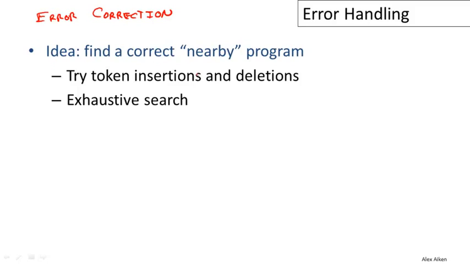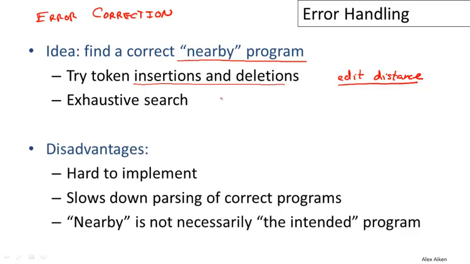In some sense, we want to find programs that are nearby, programs that aren't too different from the programs that the programmer supplied but couldn't compile correctly. There's a few different things that you can do. Two of the things that people have tried are token insertions and deletions. Here you would like to minimize the edit distance. That would be the metric that you would use to determine whether a program was close to the original program that the programmer supplied. You could also do exhaustive search within some bounds to try all possible programs that are close to the program that was supplied.